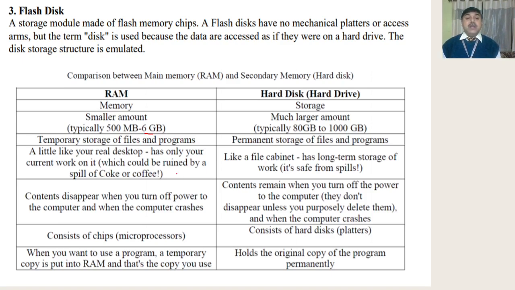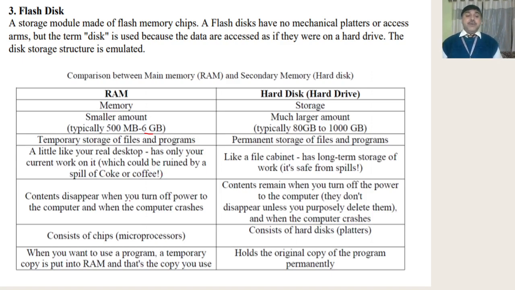RAM is like a real desktop, which works for the current task, but the hard disk is like a file cabinet, for long-term storage. RAM content disappears when you turn off the power. That means as soon as you turn off the power, all the content of the RAM will disappear. But here, as soon as you turn off the power, all the content remains there. It will not disappear.